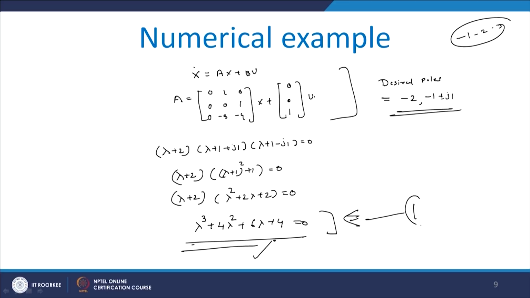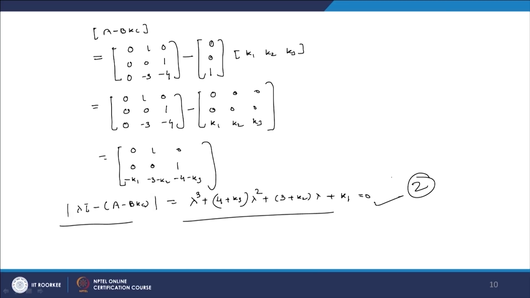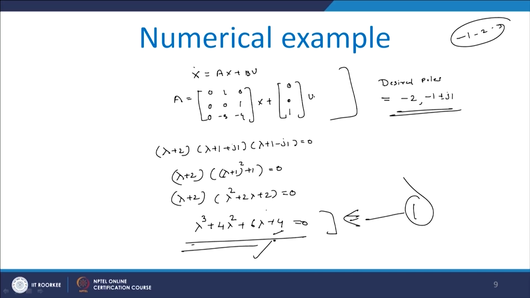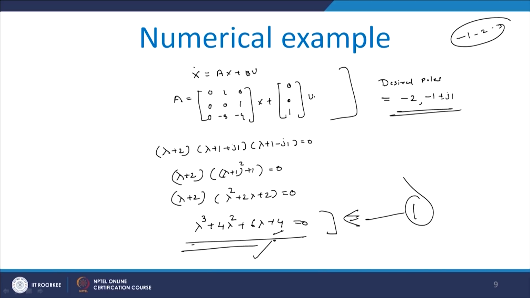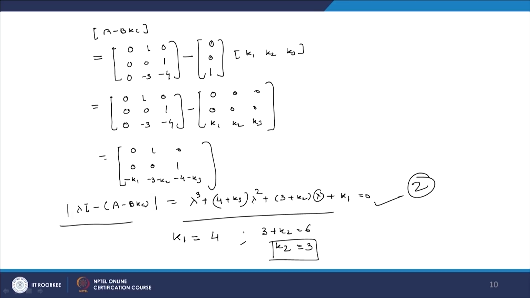Let us say this is equation number 1 and this is equation number 2. If we compare these two equations, what do we get? Just see what k1 is here: k1 equals 4. Then about the lambda term, here it is 6, so 3 plus k2 is 6, hence k2 equals 3. And about the last one, the lambda square term: 4 plus k3 into lambda square. If we compare it, 4 plus k3 equals 4, so we get k3 equals 0.